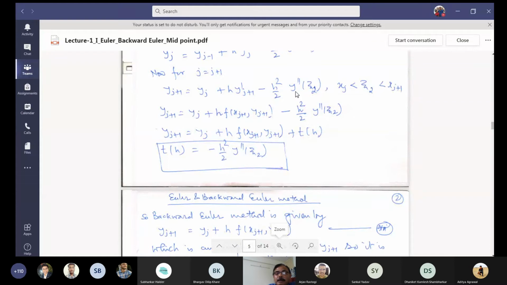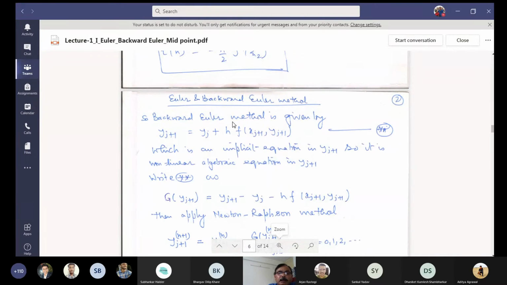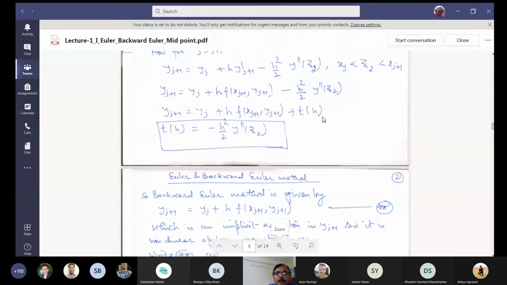So we may write the truncation error as minus of h square by 2 factorial y double prime xi, and if we ignore this, we get another method to calculate the numerical solution of such type of initial value problems, that is y prime equal to f of x, y. So if we ignore that local truncation error, we get that yj plus 1 equals yj plus h times f of xj plus 1, yj plus 1. Right?